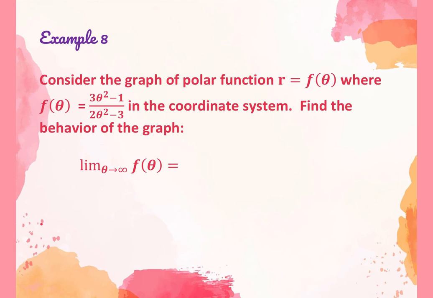All right, this next question is something similar to what you're going to see in the AP classroom homework. It says, consider the graph of the polar function r equals f of theta, where f of theta is this big old nasty thing: 3 times theta squared minus 1 over 2 times theta squared minus 3, in the coordinate system. And then find the behavior of the graph. It's really focusing on the end behavior as theta approaches infinity.